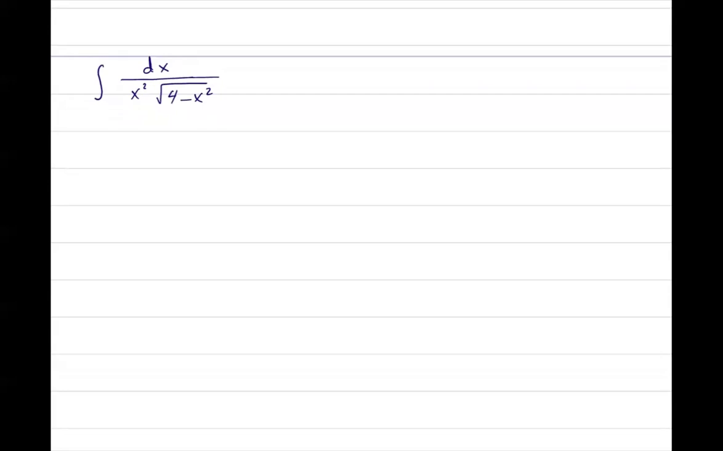When you see an integral like this, if you try to use substitution, like 4 minus x squared, then you have to have negative 2x on the numerator, which you don't. You are not allowed to create new variables on the numerator out of nowhere. So what should we do? When you see integrals like this, one of the good approaches is using trig substitution.